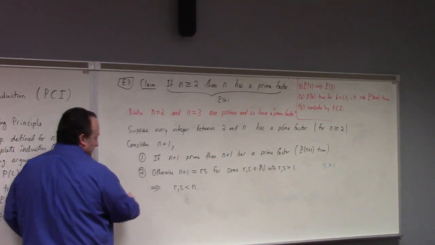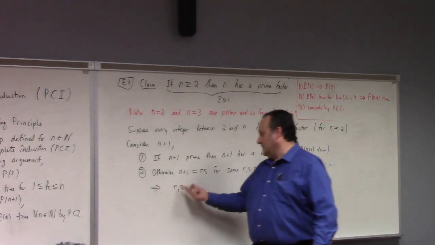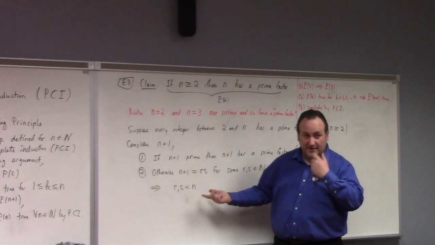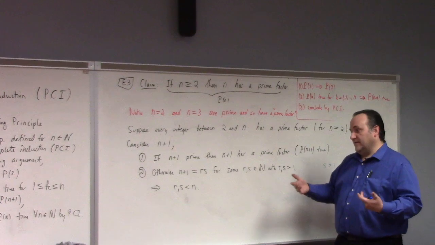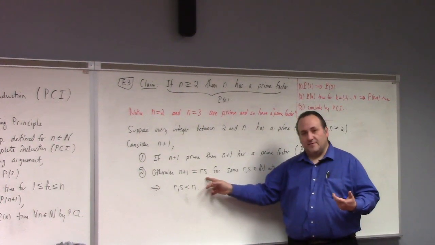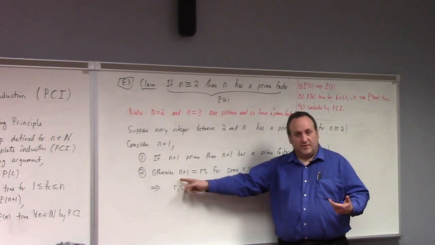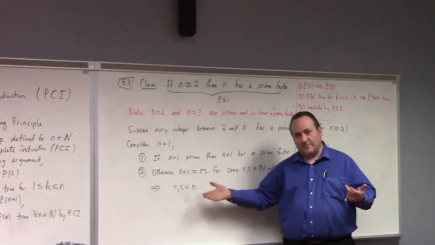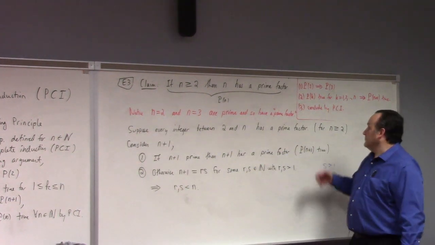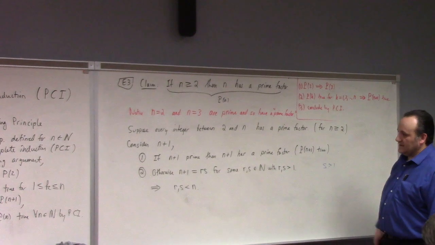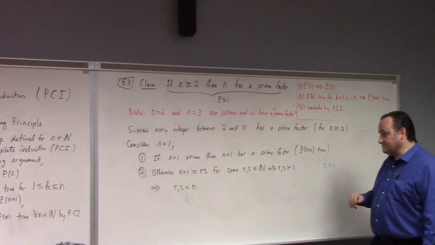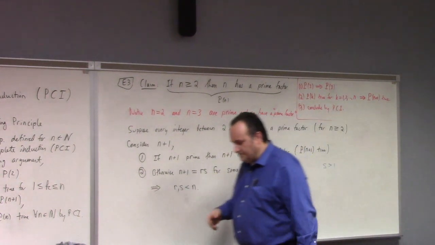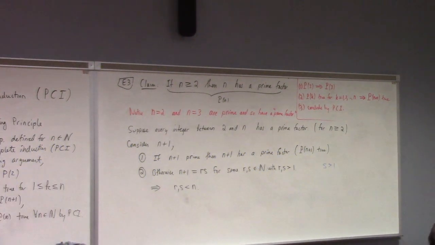So then what's the conclusion? If that's the case, r and s are integers less than n, therefore, by the induction hypothesis, they have prime factors. And if r or s has a prime factor, then of course n plus 1 also has a prime factor. Hence, P of n implies P of n plus 1, so by the principle of complete induction, we've proved that every positive integer has a prime factor. So that was how that's done.